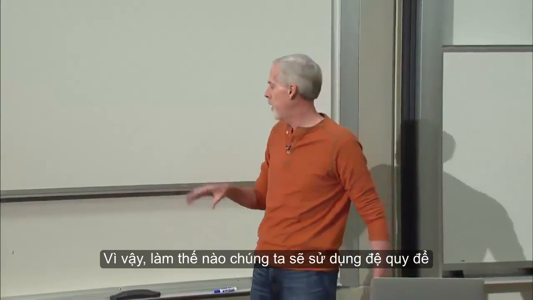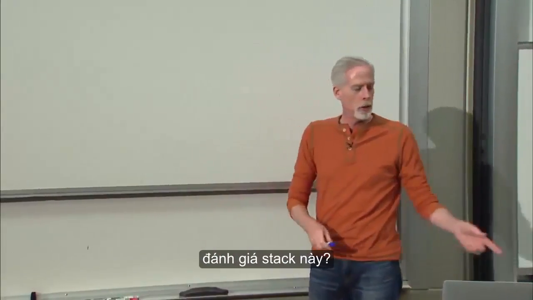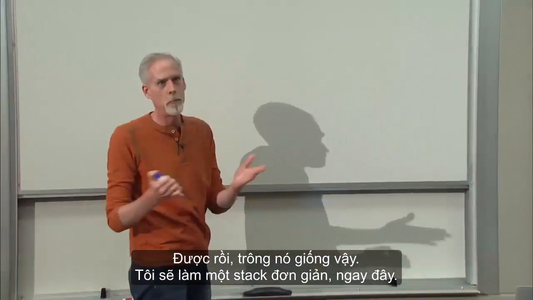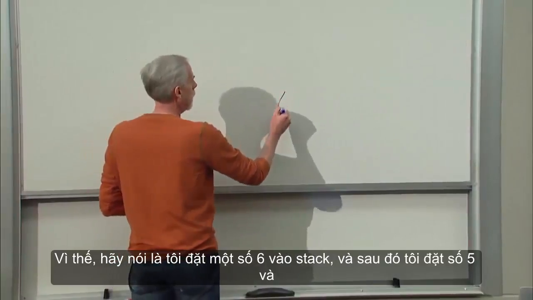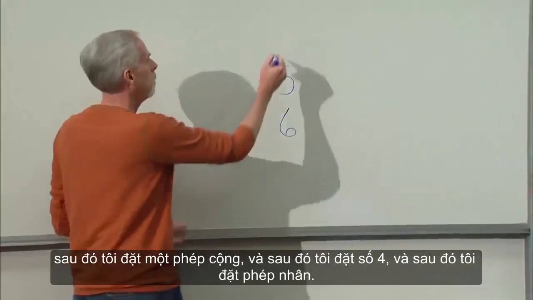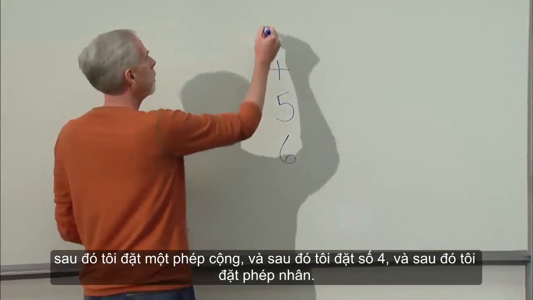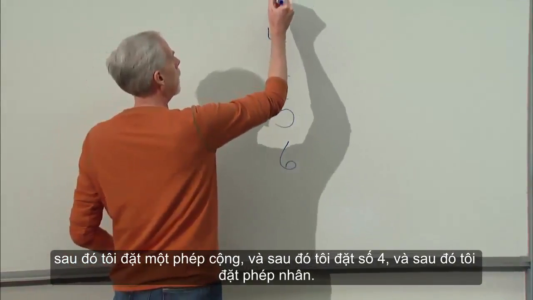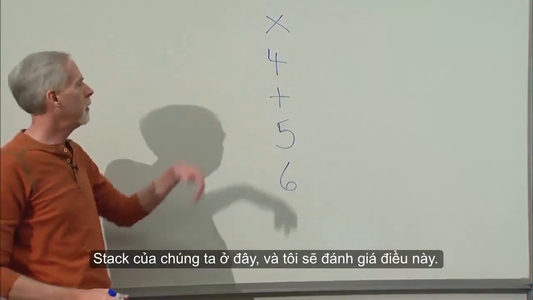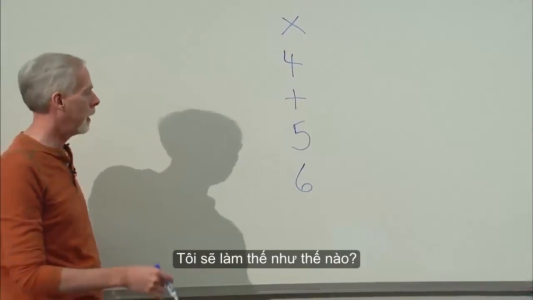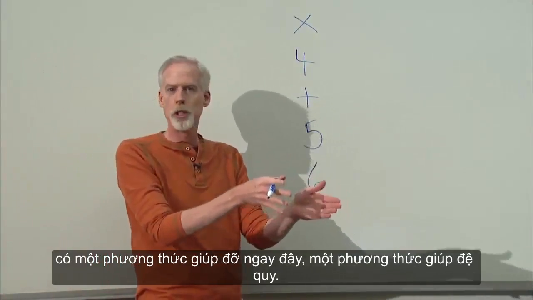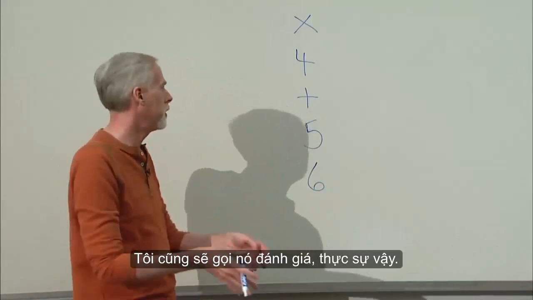So how are we going to use recursion to evaluate this stack? All right? Looks like this. I'm going to do a sample stack right here. So let's say I put a 6 on the stack, and then I put a 5, then I put a plus, then I put a 4, then I put times. Okay? So here's our stack, and I'm going to evaluate this, and I'm going to use recursion. How am I going to do that? Well, really, what I'm going to do is I'm going to have a helper method here, a recursive helper method. I'm going to call it evaluate also, actually.